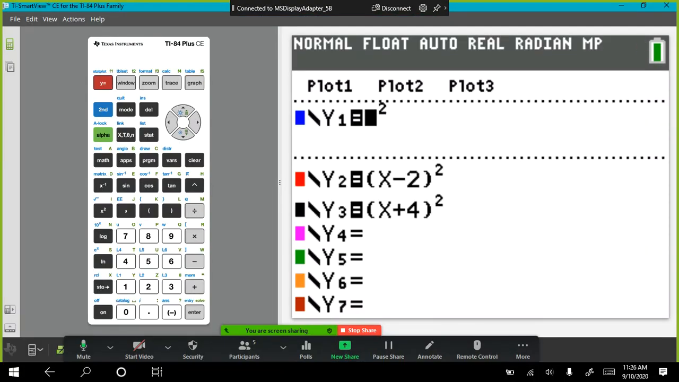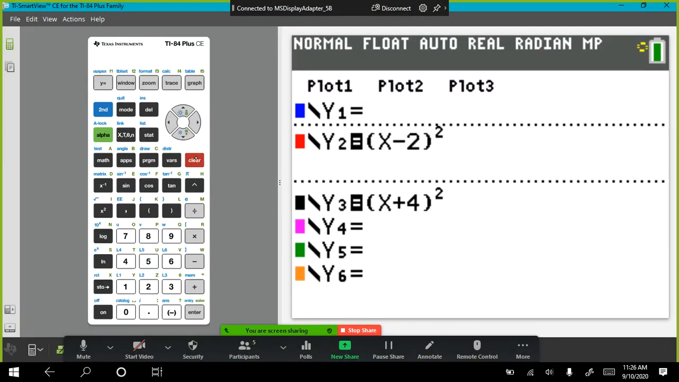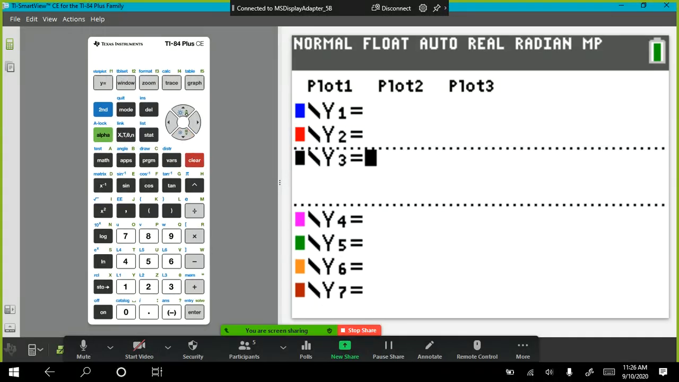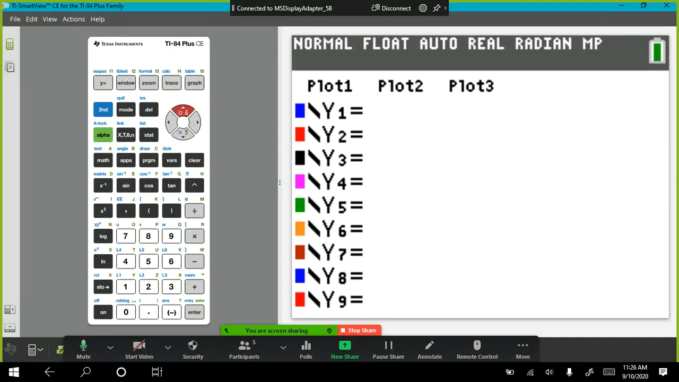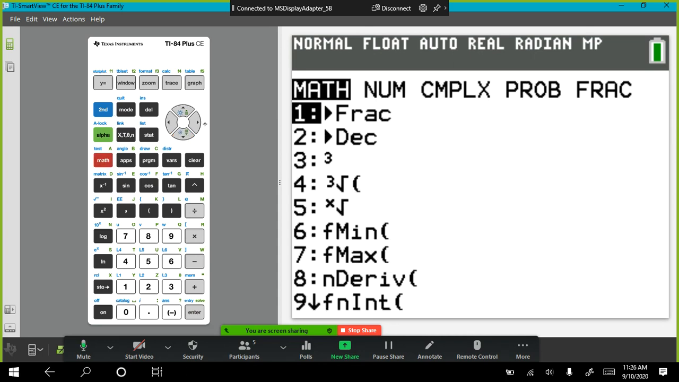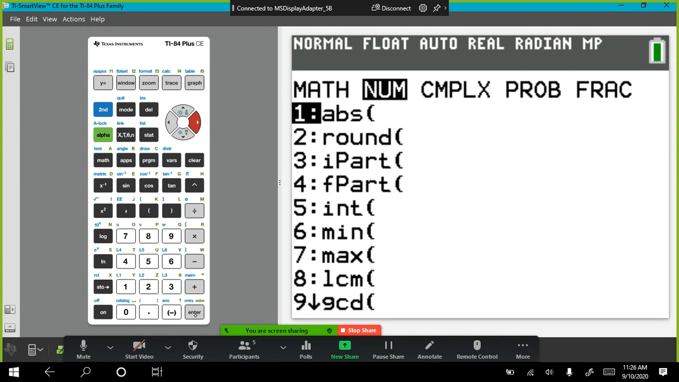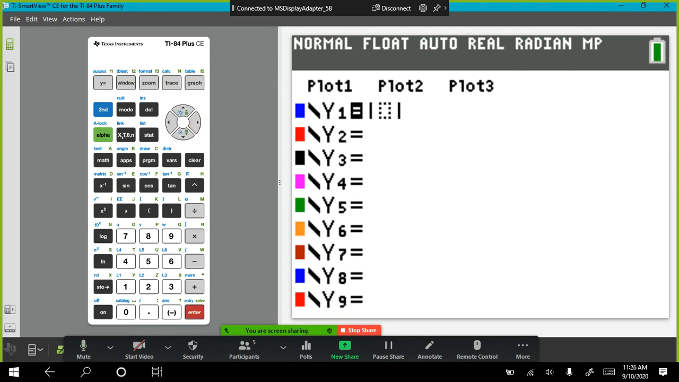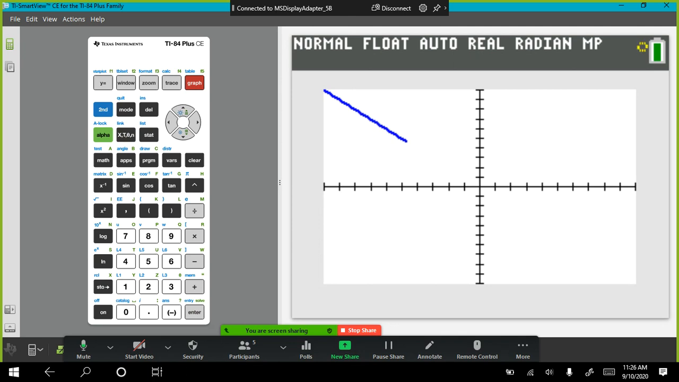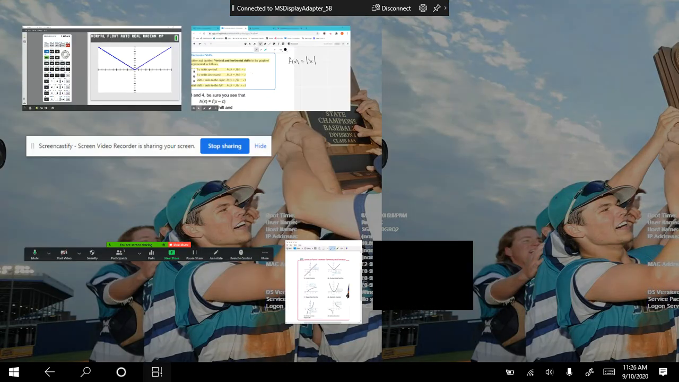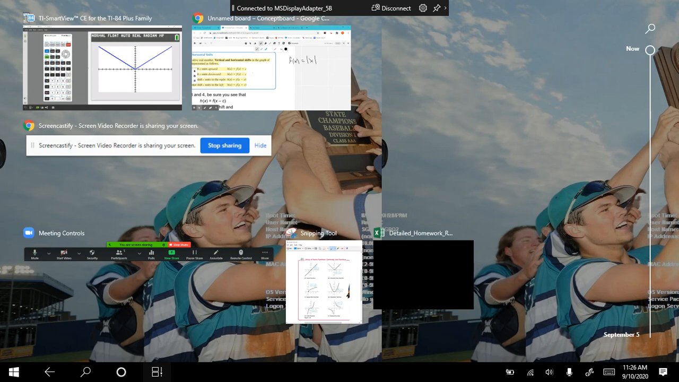let me clear all these out. Let's look at that parent function. Remember, absolute value is under math. I hit the math and arrow over one time, absolute value is right there. And if I take the absolute value of x and look at the graph, it is just that V graph. Okay. But what I do to the parent function is going to treat it exactly the same, just like I did on the quadratic. All right.